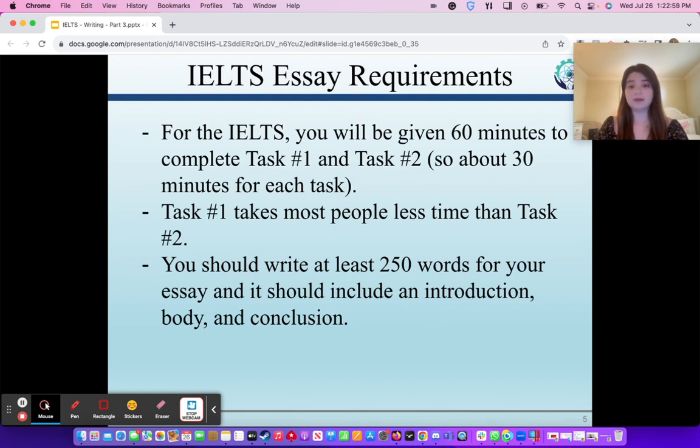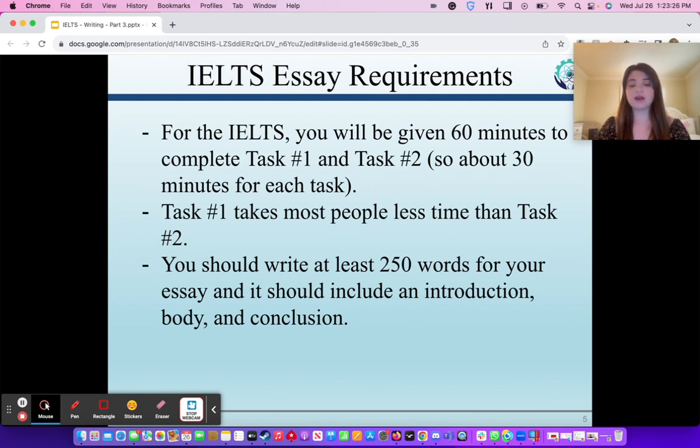However, for a lot of people, it takes less time to write task one than task two. So maybe you finish task one and you only took 20 or 25 minutes. So you have 35 to 40 minutes for task two. And that's perfectly fine, as long as you've done task one to the best of your ability. But you get 60 minutes to do both tasks, not 60 minutes for each task, 60 minutes total.